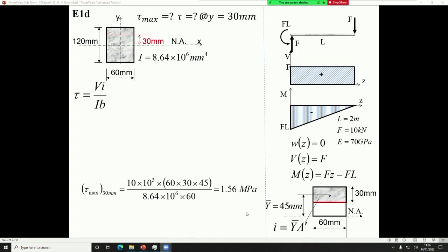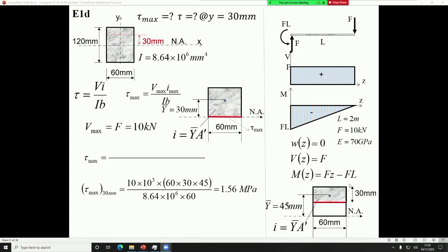Let's do it for this section. So we've got force is the same. What shall I write here, please? Could you help me? What goes inside the brackets? What is the area of the gray region? 60 multiplied by 60, very good. And its centroid is located at the distance of 30 from the neutral axis.